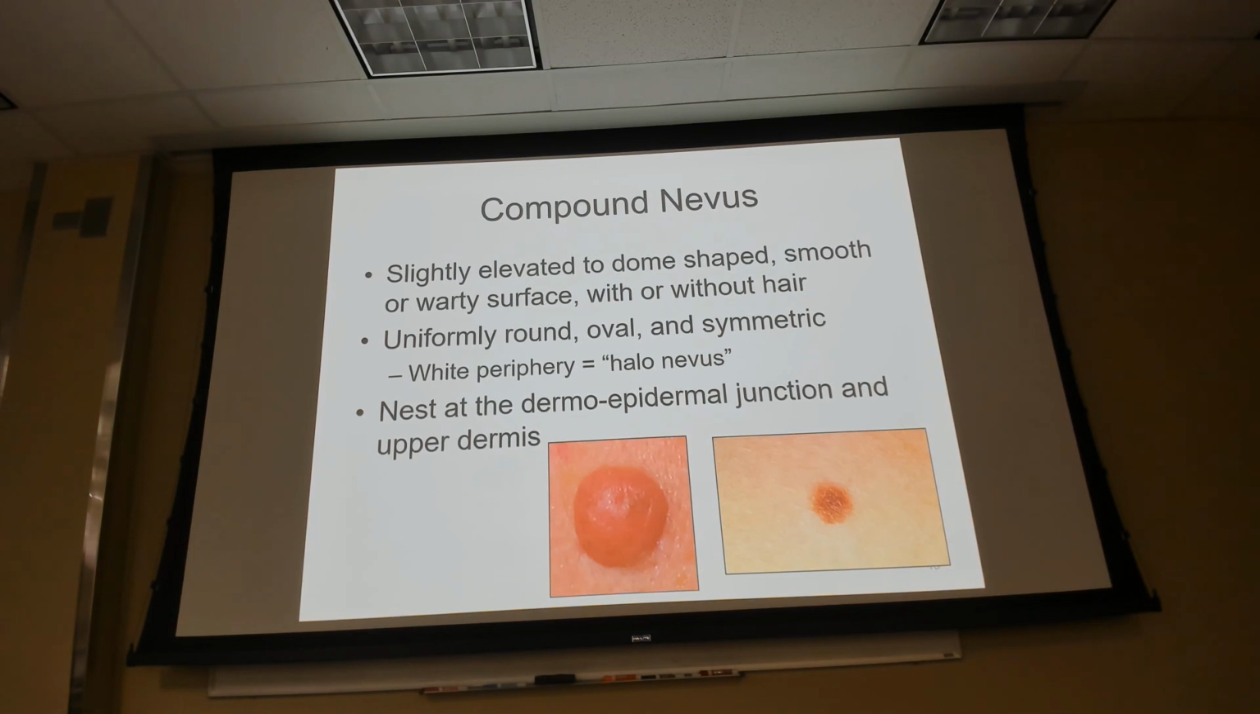So you can either have one that is having the hair follicle area that is bringing it out. Uniformly round, oval, and symmetric. These can also be of a halo, which we're going to be talking about here in a bit. So a halo nevus is a compound nevus. It is also there of the dermo epidermal and upper dermis.